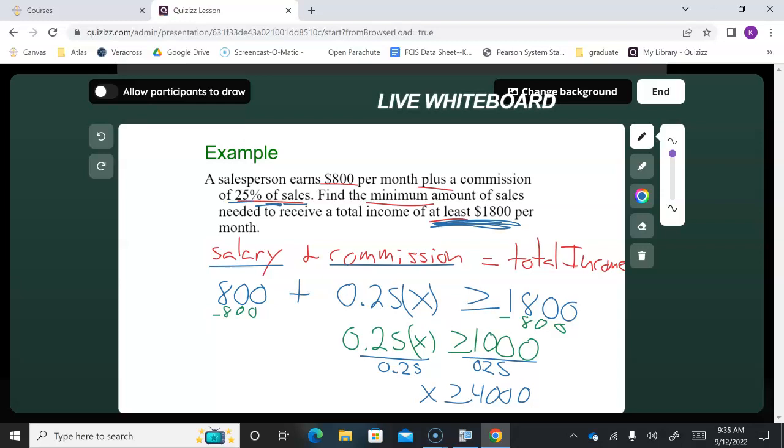So this salesperson has to sell at least $4,000 worth of merchandise in order to make $1,800 a month in income. That's pretty good.